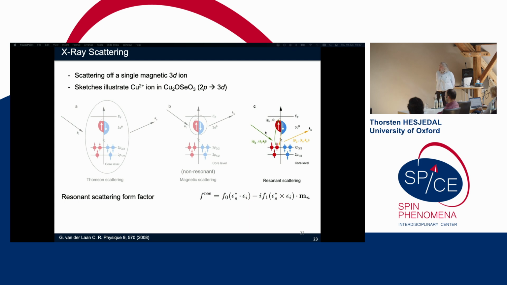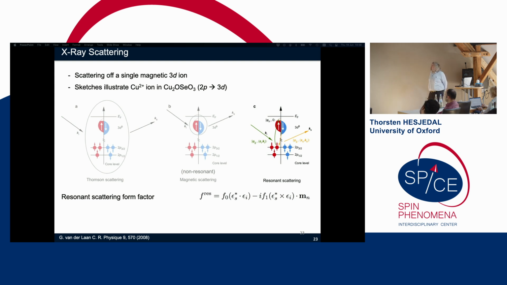Okay, and X-ray scattering is not something that you usually learn has anything to do with magnetism, because it is actually quite a weak effect compared to, say, neutrons as a probe. And so this has to do with the fact that we usually look at, on the left-hand side, Thomson scattering, which has no magnetic signature. You can look at non-resonant magnetic scattering. Again, it's a very low amplitude.